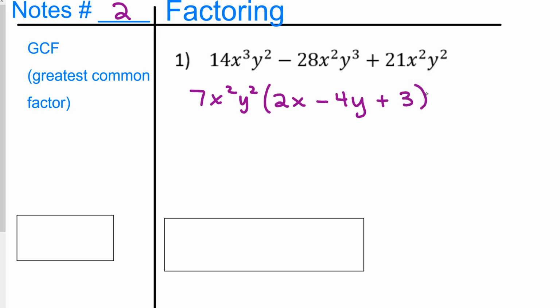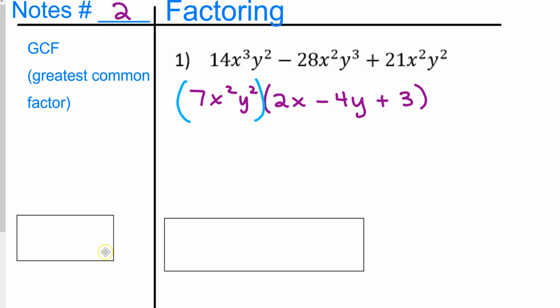Okay, so this is factored now. What does it mean to be factored? To be factored means you now have a product. So we have the product of 7x squared y squared times 2x minus 4y plus 3. Okay, let's move on to the next one.